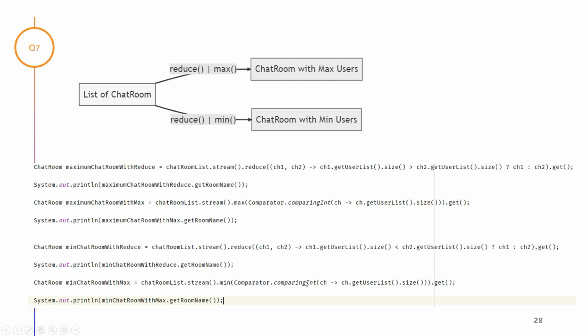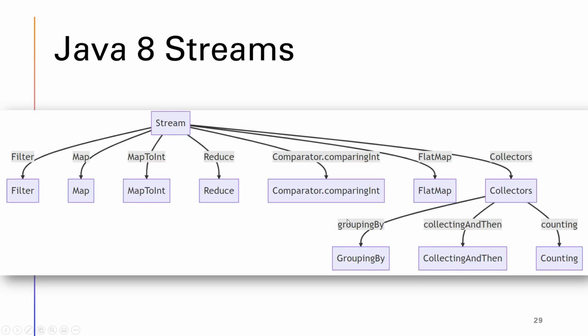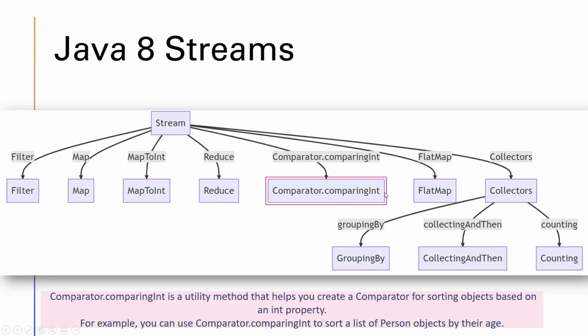Here I'm using comparingInt because there is a comparing as well. Based on the size I have to determine which is maximum or minimum, and the size is nothing but an integer, so I can use comparingInt. This I already told you: if you want to compare int properties, you use comparingInt. If you want to compare references, then you can simply use comparing.